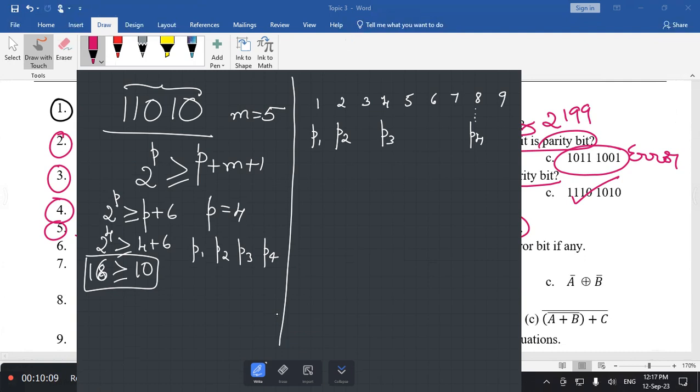Now, where and all you have message bits? This is your M1, right? This is your M1, this is M2, this is M3, this is M4, this is M5. So, where will M1 come? Here you will have M1, this is your M2, M3, M4 and M5. Right. Now, how do you find out the parity bits P1, P2, P3, P4 now?